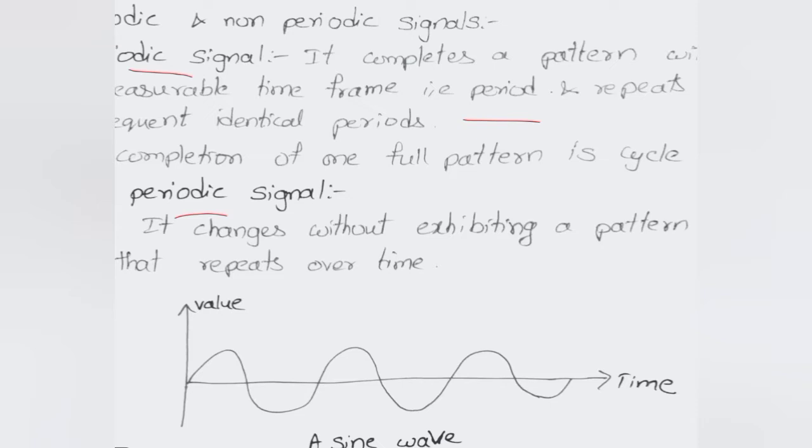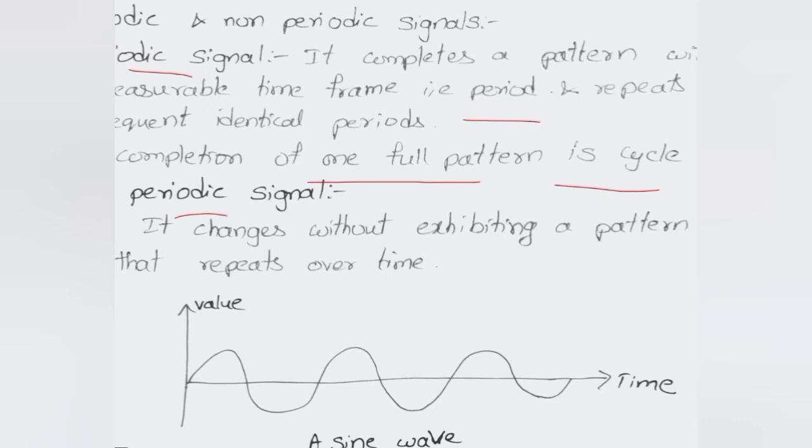In the periodic signal, the signal is going to repeat over subsequent identical periods. That means a particular signal or a particular pattern will keep on repeating in an identical period of time. The completion of one full pattern is called a cycle.